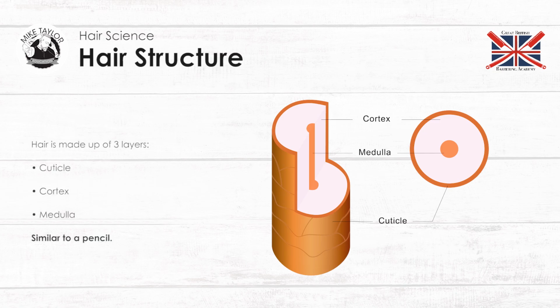Hair structure. The hair is made up of three layers: the cuticle, the cortex, and the medulla. It's really easy to remember that this is similar to a pencil, where the cuticle would be the outer layer of the pencil, which is the paint. The cortex would be the wooden part of the pencil, the biggest part, and the medulla is similar to the lead that runs straight through the central part of the pencil.